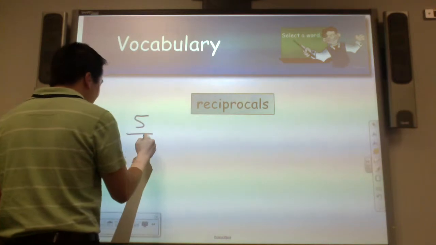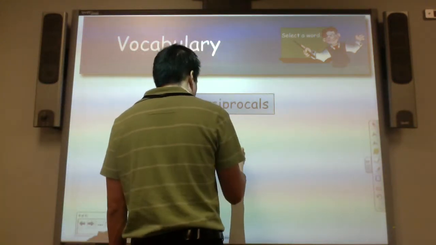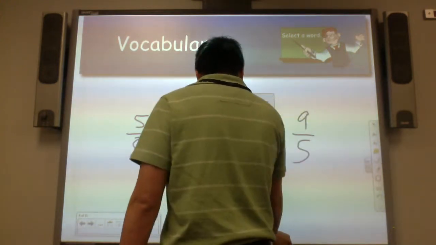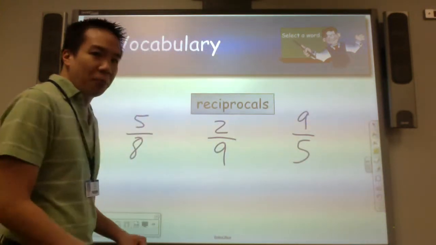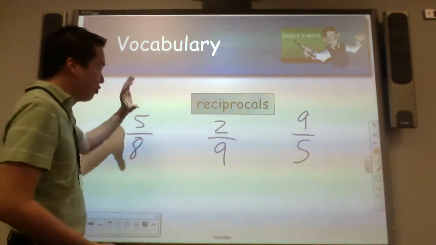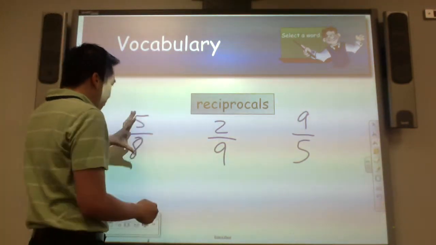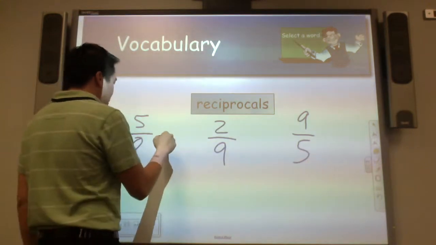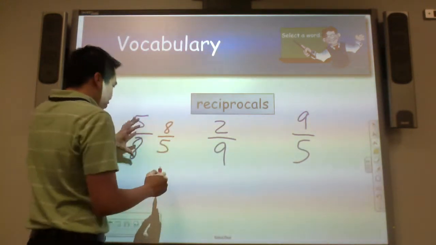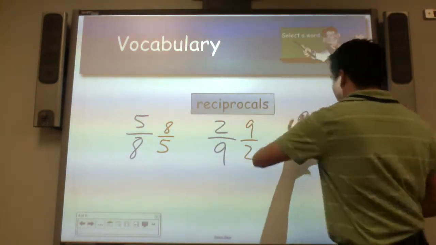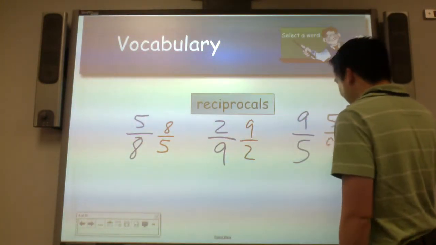Let's do 5/8, 2/9, 9/5. So again, the reciprocal means the interchange or the flipping of the numerator with the denominator. So you flip the numerator to the denominator, you get 8/5. So I'm just flipping it. If you flip this, you get 9/2. And if you flip this, you get 5/9.